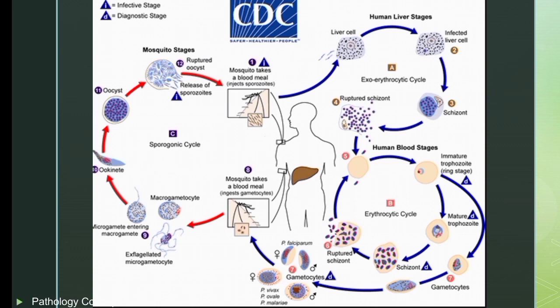They mature into schizonts. The schizonts rupture and release the merozoites. This whole cycle is called the exoerythrocytic schizogony. After replication in the liver, parasites undergo asexual multiplication in the erythrocyte, which is called the erythrocytic schizogony.